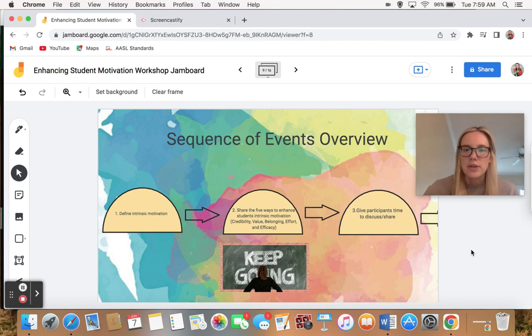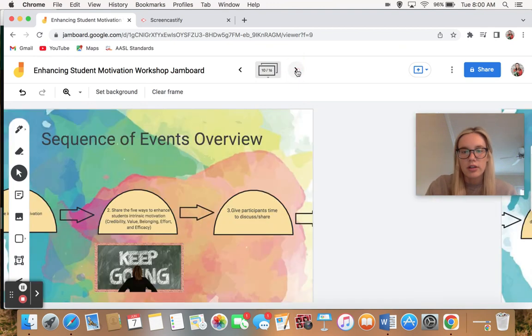Here would be the sequence of events overview. And so number 1, we're going to define exactly what is intrinsic motivation, because you never know if the people coming to the workshop are going to know what that is. That's key to understanding the whole workshop. Number 2 says we're going to share the 5 ways to enhance student motivation. Number 3, we're going to give participants time to share and discuss, which is so important.